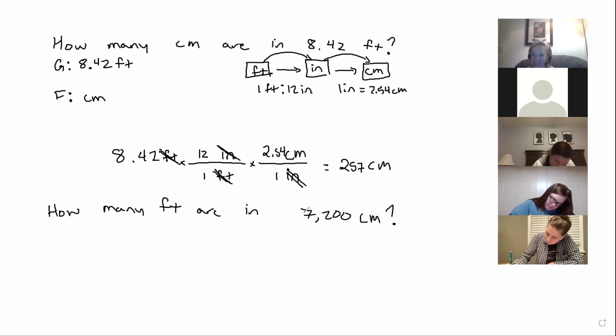I'll give you about 2-3 minutes to mess around with it. Make sure you're using the right conversion factors. Make a flow chart if you need to. Figure out how you're going to hop around, and then we'll meet back.